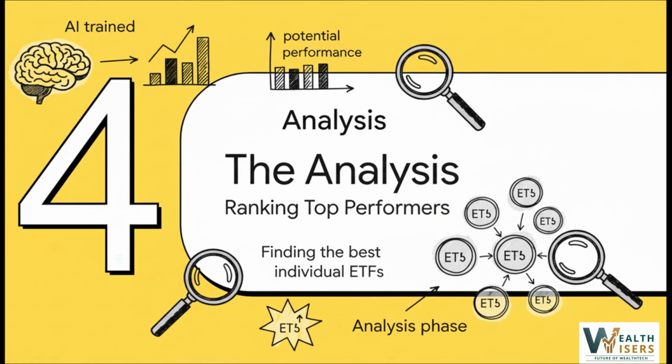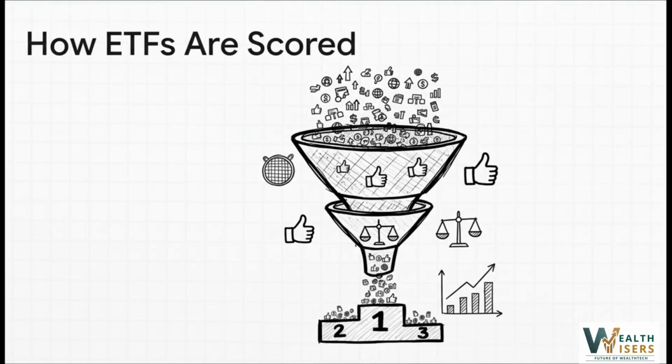Okay, so the AI is trained, it's ready to go. It can now look at some potential strategy and give a pretty good prediction of how it'll do. But how does it use that superpower to find the best individual ETFs? Well, that brings us to the analysis phase. And this part is honestly really smart. Instead of just looking at how an ETF performed all by itself, the system judges it based on how often it's a key player in a winning portfolio.